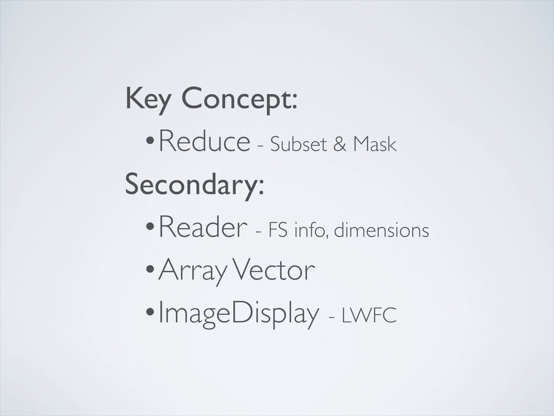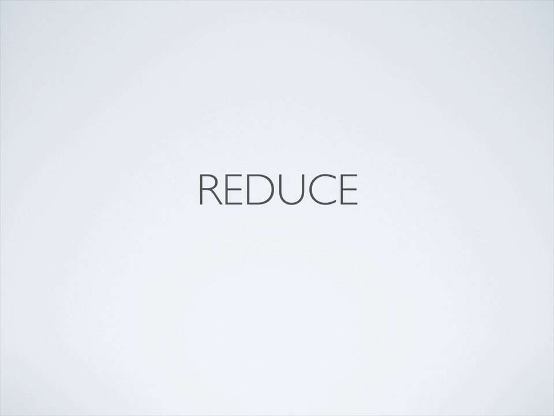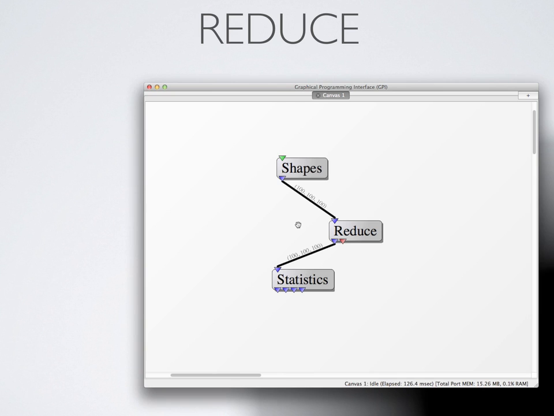The key concept for this exercise is to work with the reduce node, specifically making subsets and masked sets. I'll also introduce the reader node, the vector convention that we use in GPI, and the windowing widget in the image display node. So we'll look at reduce. We have a little example network starting with the shapes node, which is generating an array, passing it to reduce, and then passing a subsequent array to statistics.